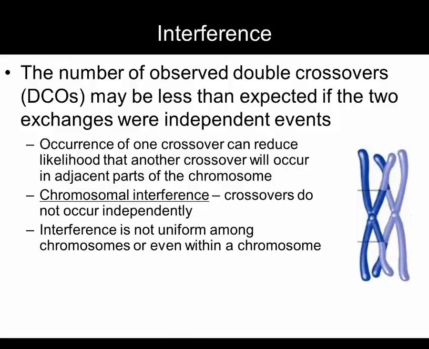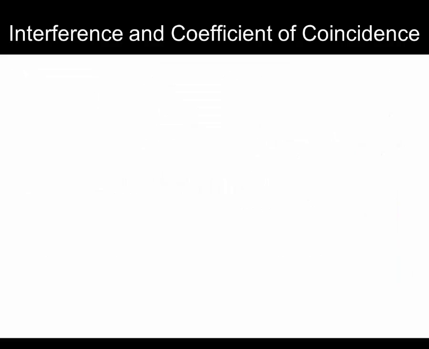The reason for this difference is that the occurrence of one crossover can make it less likely that a second event happens nearby. This is called chromosomal interference. The amount of interference will vary from situation to situation because interference is not uniform between chromosomes or even along different stretches of the same chromosome. You can measure the amount of interference in a given cross using a couple quick calculations.